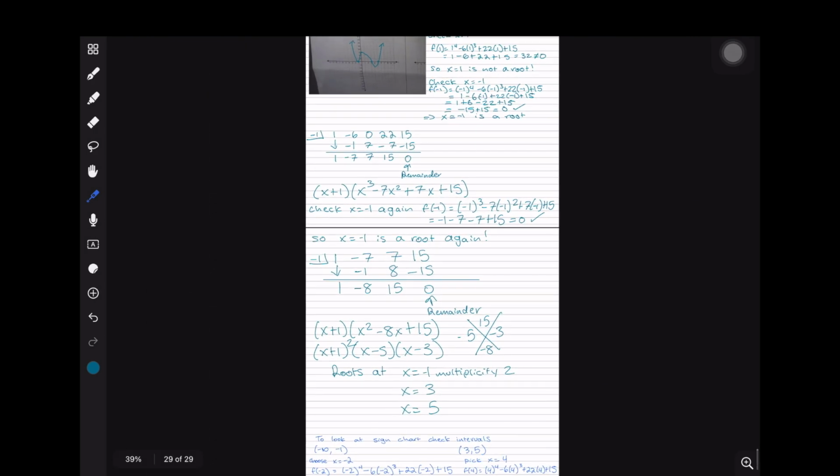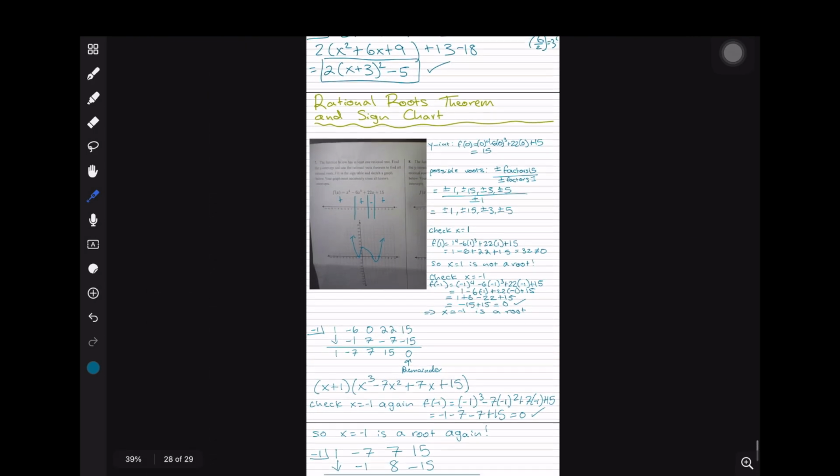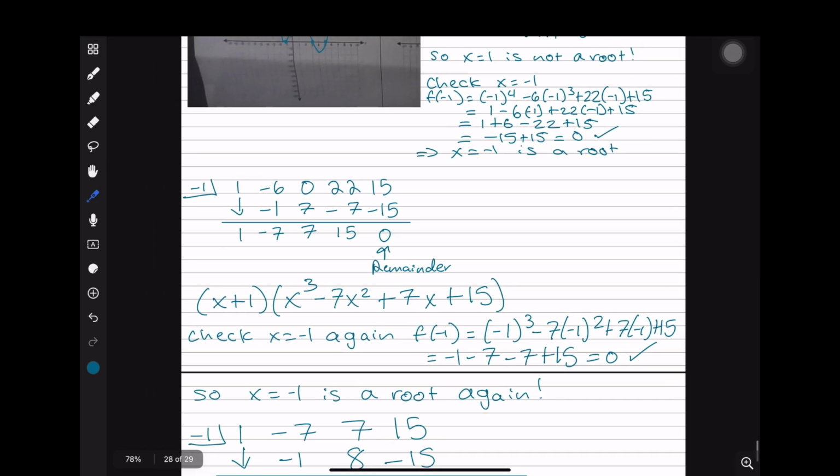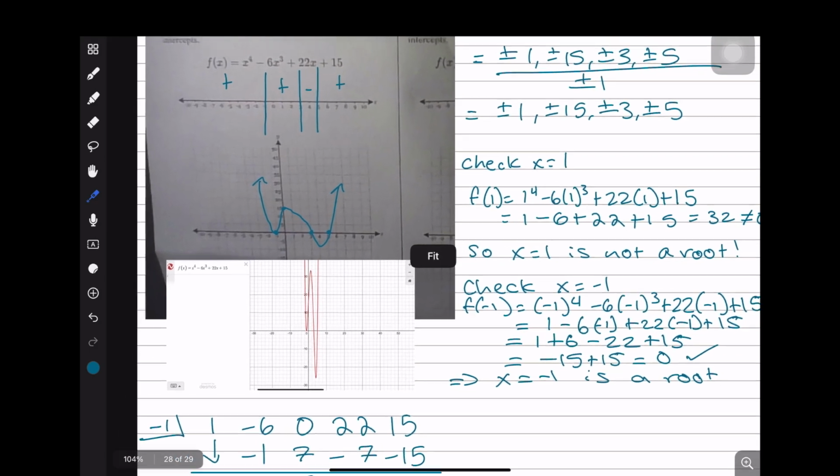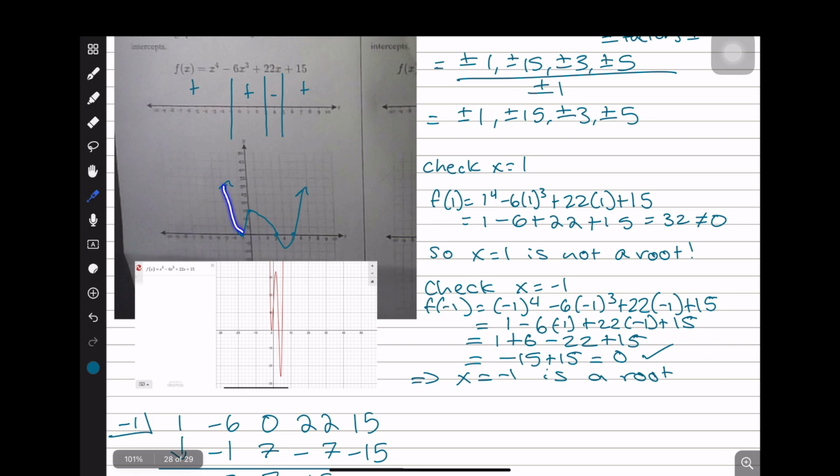So this is a rough sketch, right? Now let's compare it to the actual graph. So this is the actual graph from Desmos. And you can see that our pattern is quite similar. So you know that you've done this problem correctly.